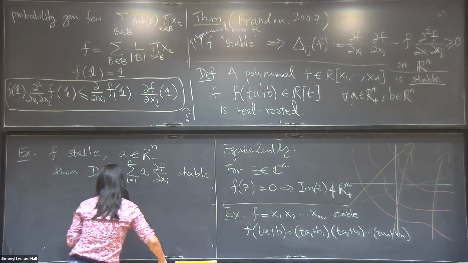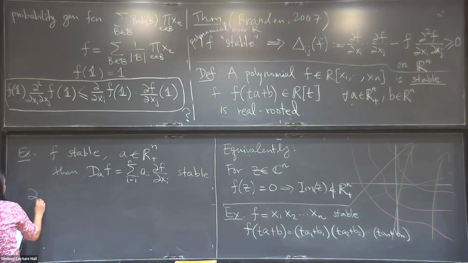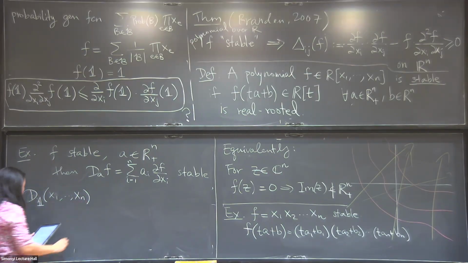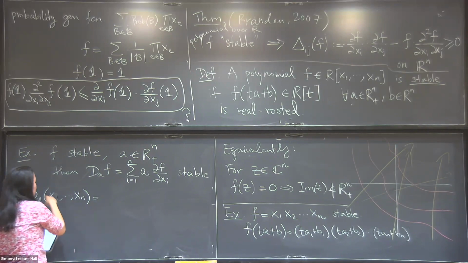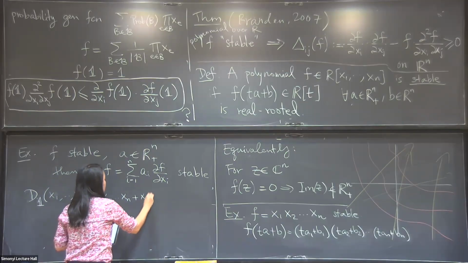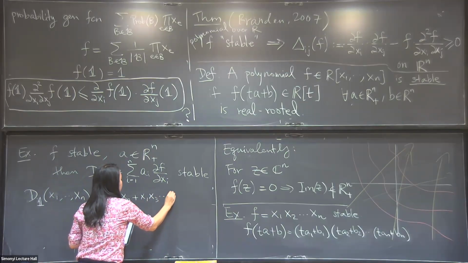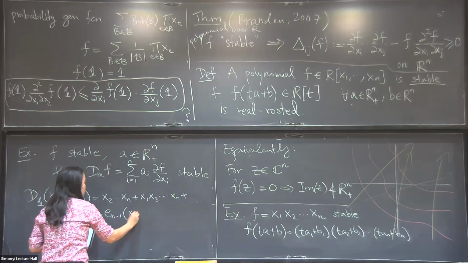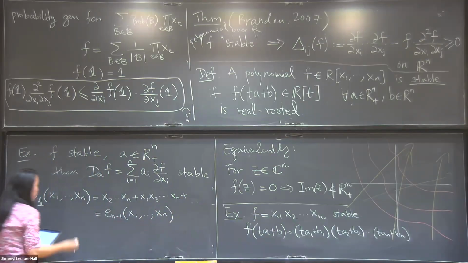take the derivative in, say, all one directions of x1 through xn, and I get elementary symmetric polynomials. So I take out x1 first, and then I take out x2, and so this is an elementary symmetric polynomial, degree n minus 1. And if you keep doing it, you get all the elementary symmetric polynomials, and they're all stable.